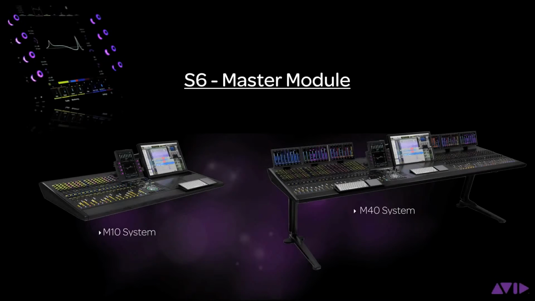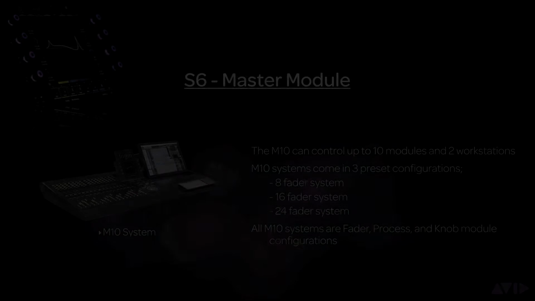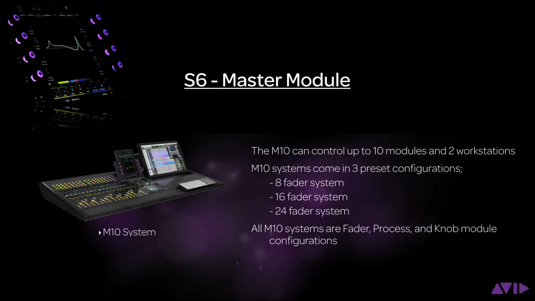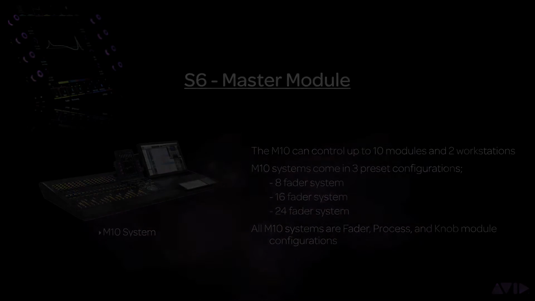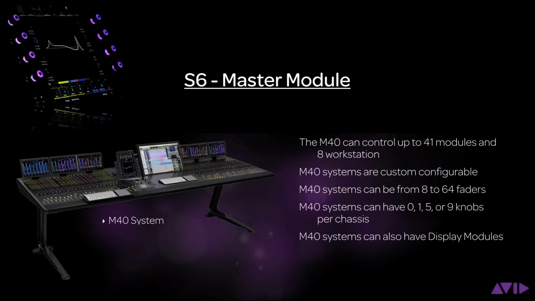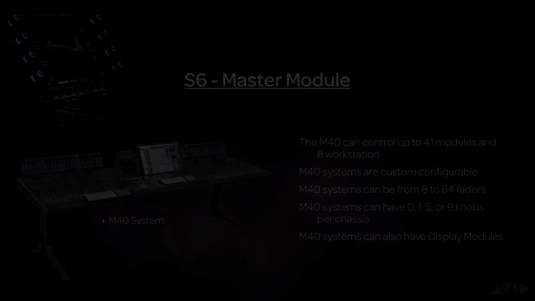The master module is available in two different versions, the M10 and the M40. The M10 can connect and control up to 10 modules, 2 workstations, and is only available in 3 pre-configured systems, 8, 16, and 24 fader 5-knob systems. The M40 can connect and control up to 41 modules, up to 8 workstations, and is fully modular. It can have from 8 to 64 faders with 0, 1, 5, or 9 knobs per 8-channel frame chassis.